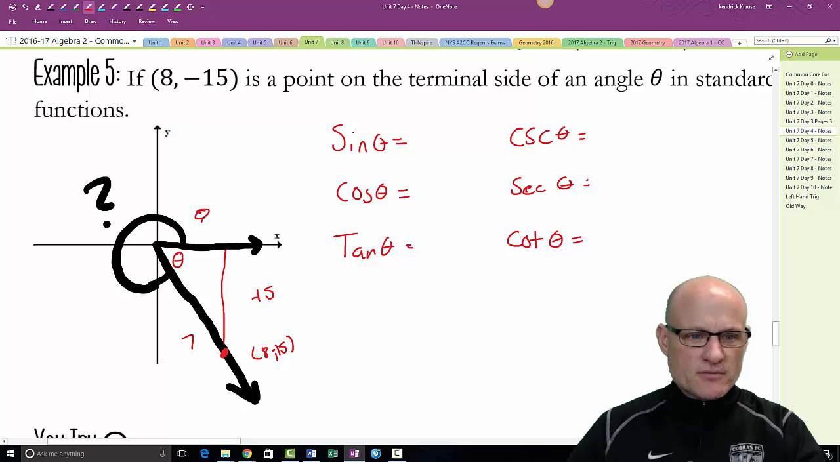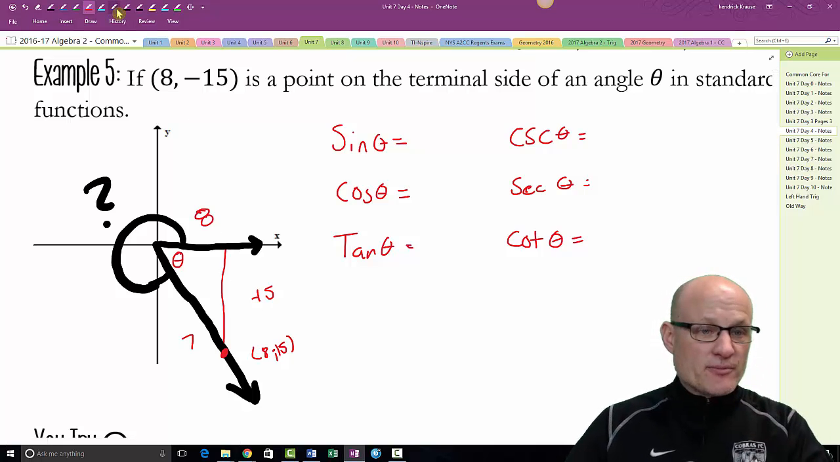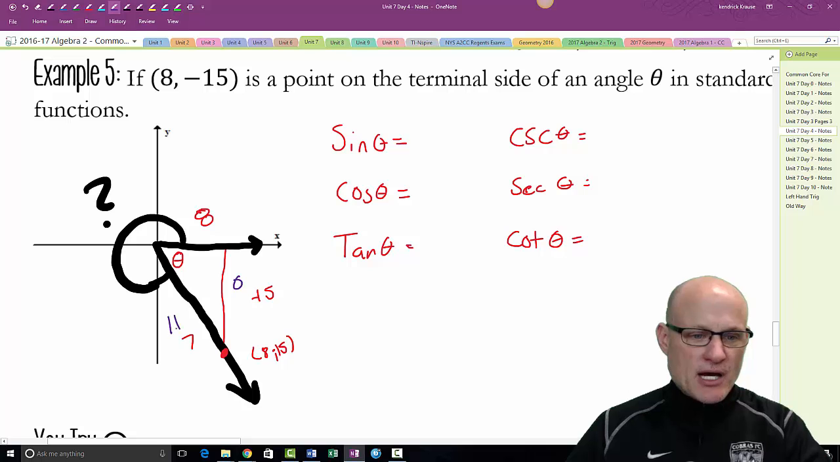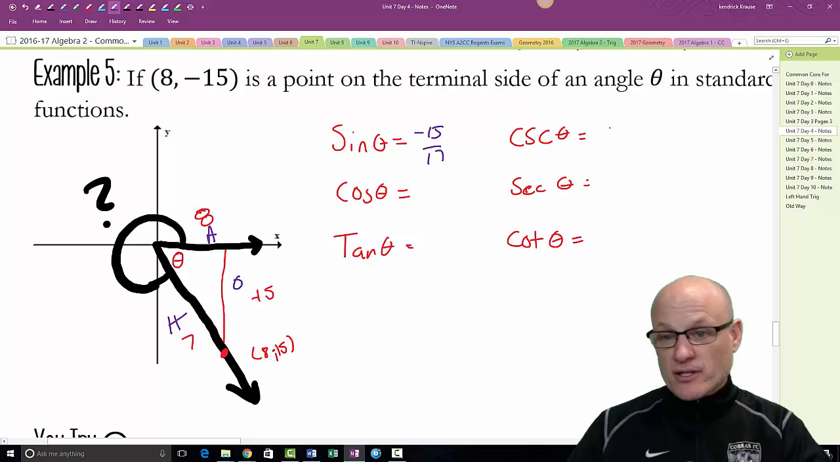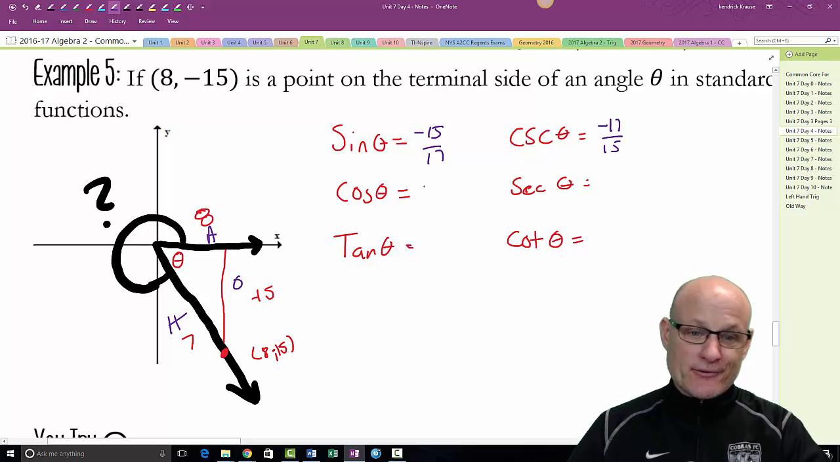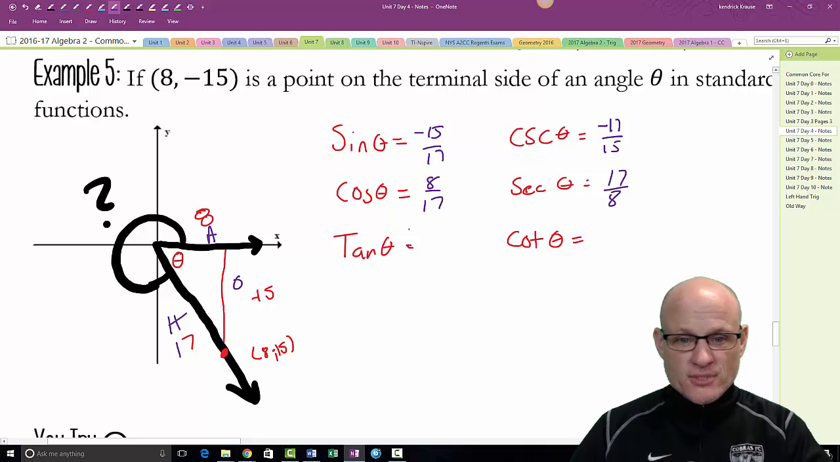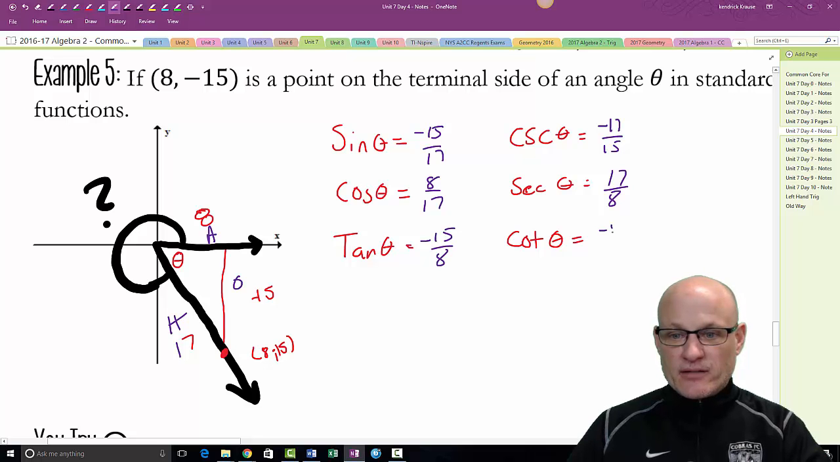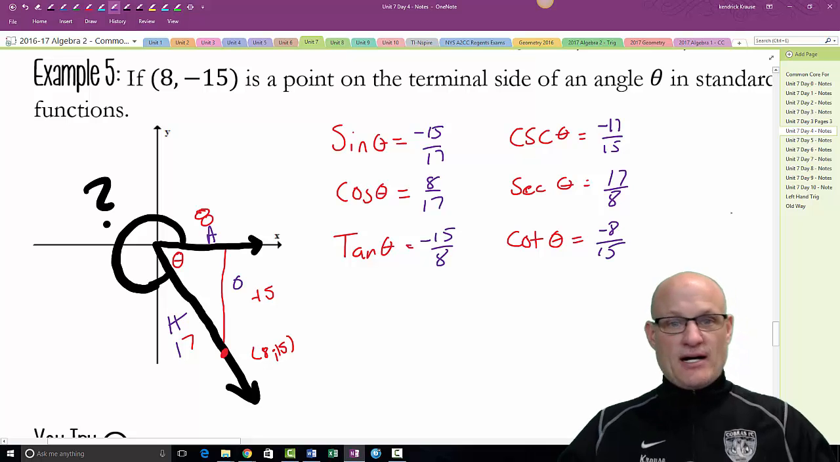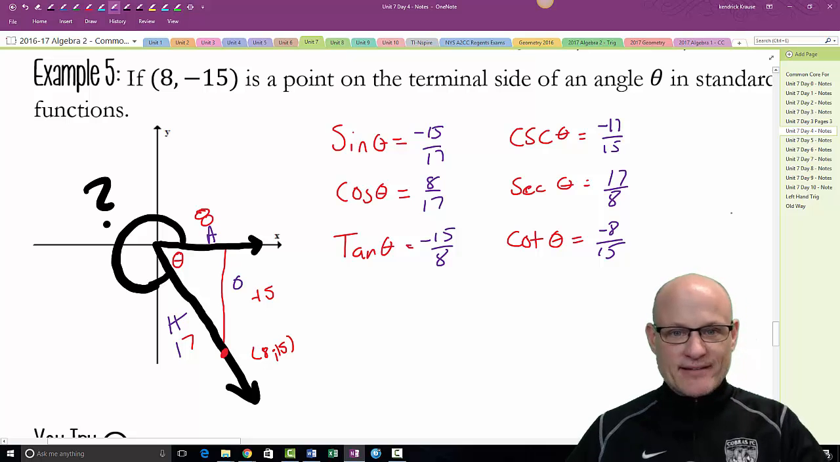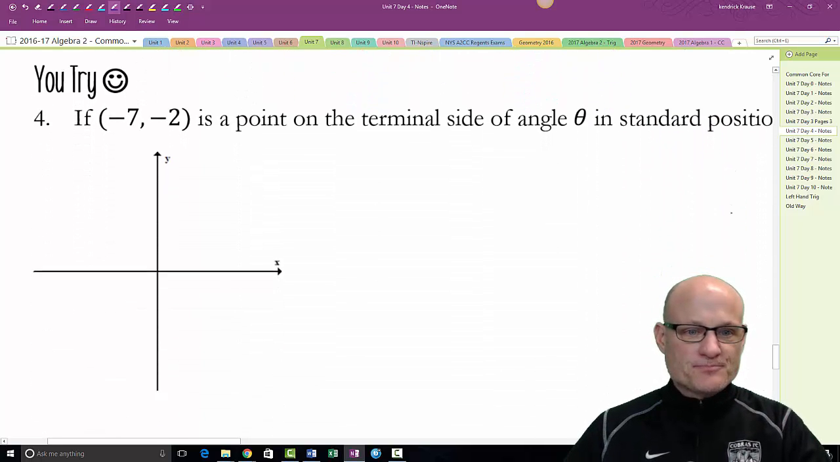And this was 8. All right, so I should probably label this opposite, hypotenuse, adjacent. So sine is negative 15 over 17. Okay, this is negative 17 over 15. Cosine is adjacent over hypotenuse. Okay, 8 over 17. Oops, 17. Secant, 17 over 8. Tangent, opposite over adjacent. Negative 15 over 8. Negative 8 over 15, just reciprocals. Wow, that wasn't so bad at all. I could do that. All right, you try it.